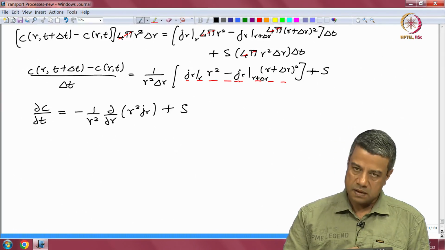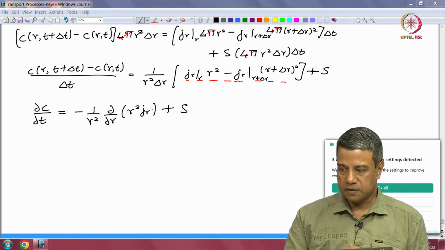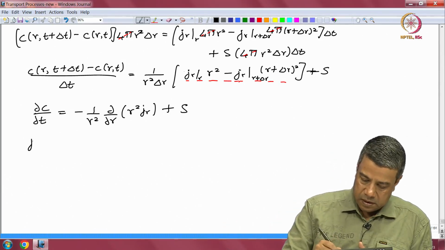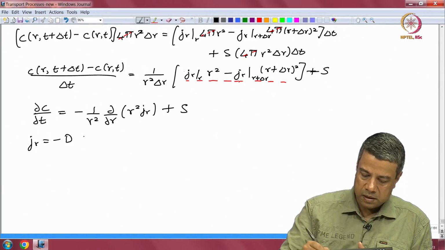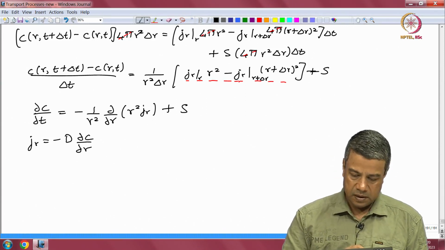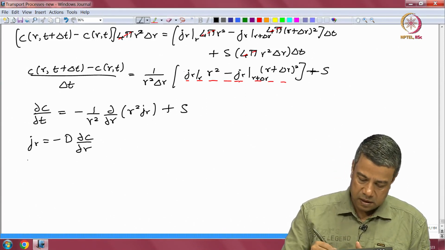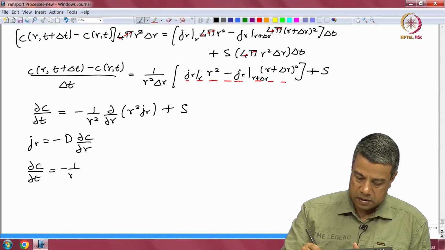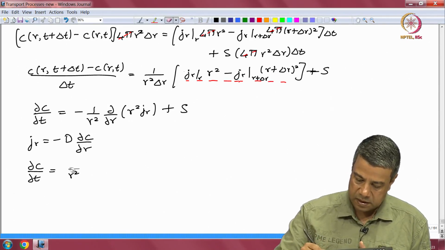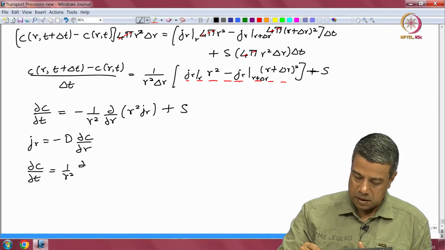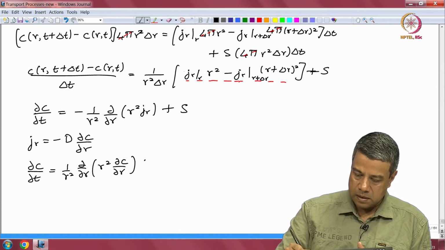And to get it in terms of the concentration field, I have to use Fick's law for diffusion. J r is equal to minus D partial c by partial r. Fick's law for diffusion. And then I will get partial c by partial t is equal to minus 1 over r square. Sorry, this has a plus sign, because minus times minus will give me plus 1 over r square d by dr of r square partial c by partial r plus s.